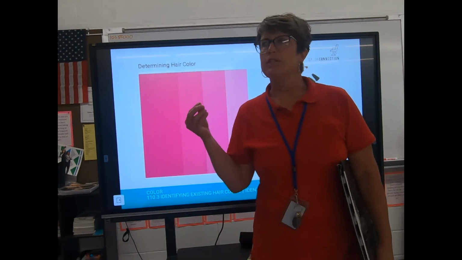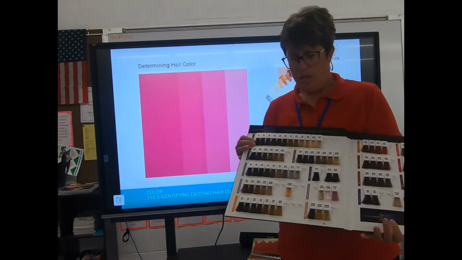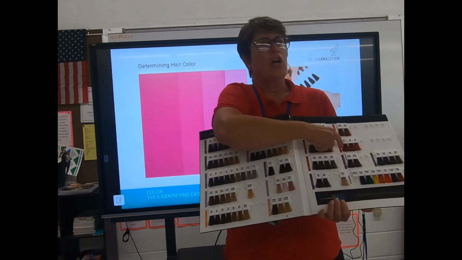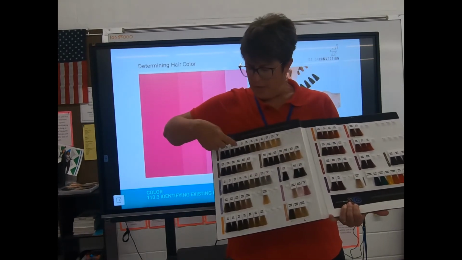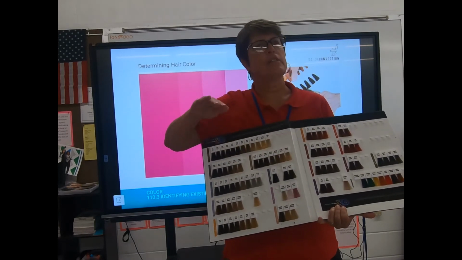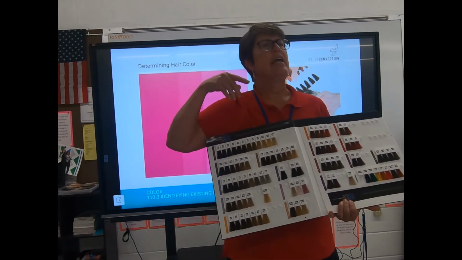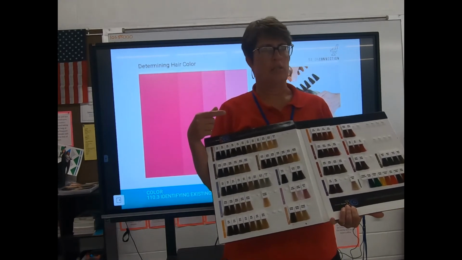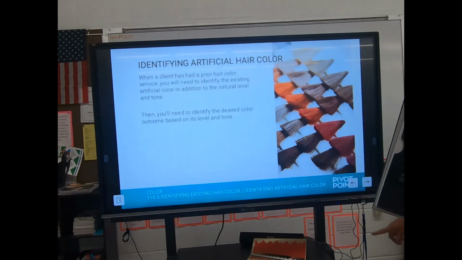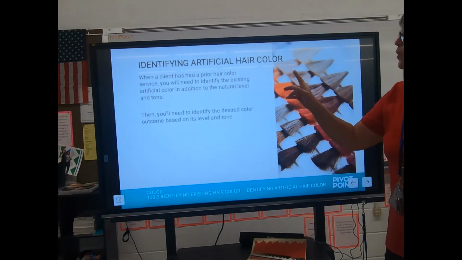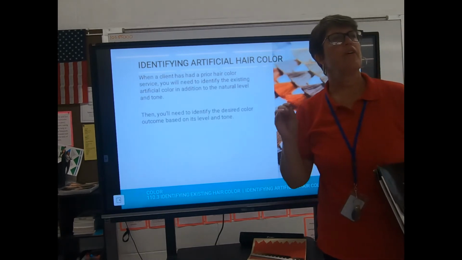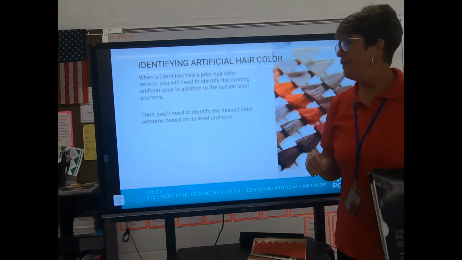So if she is a blonde in here and she wants to be a 5R, your formula is going to be quite different than if she's a 4 and she wants to be a 5R. You can't mix it all the same and slap it on all 4 sections and think it's going to turn out the same. It's not. Okay, so that's going to be something that we're going to be doing as we advance through here. Okay, so I said this before, when a client has had a prior hair color service, you need to identify the artificial pigment color and the natural color.